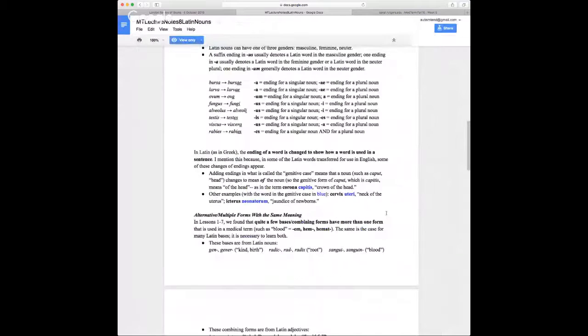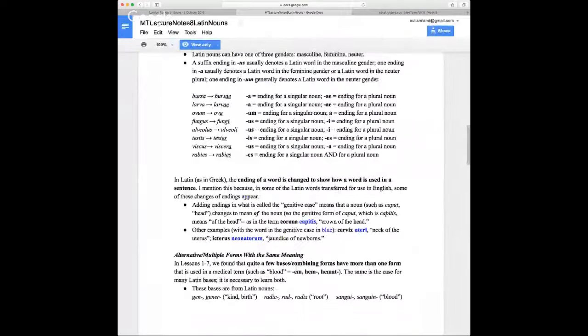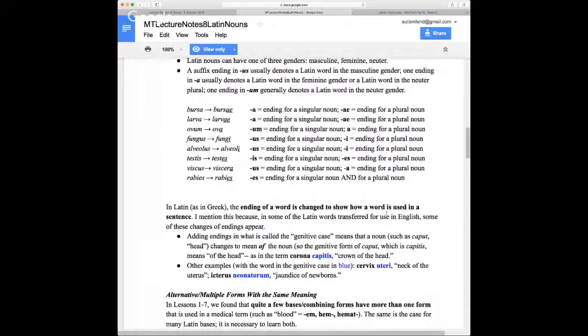By putting it into a different case in Latin, we show that it's used differently in a sentence. What that does for you is it probably confuses you, because you think, I thought I learned one thing and now what you're telling me is something else. So in Latin, there's something called the genitive case. Genitive case means when I put a certain ending on the end of a noun, it adds a sense of possession to it. It has an of meaning.